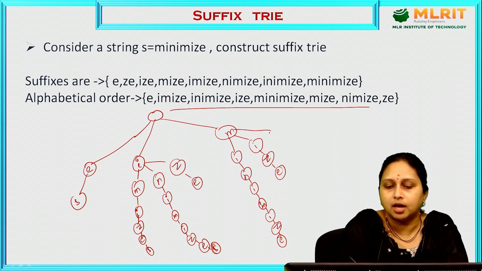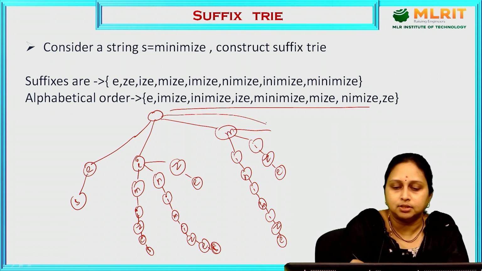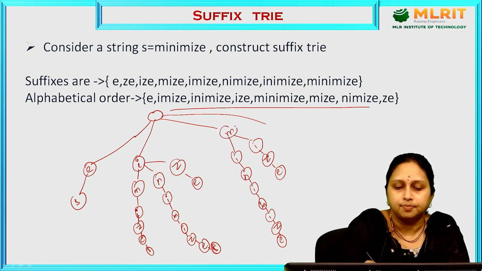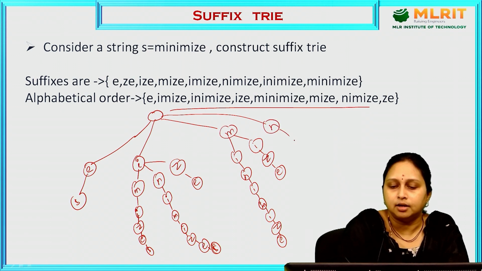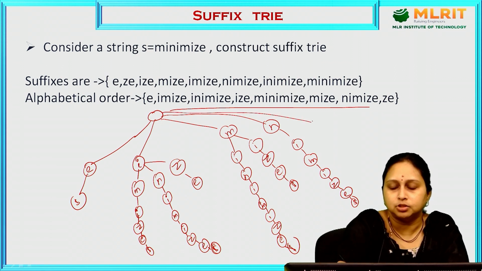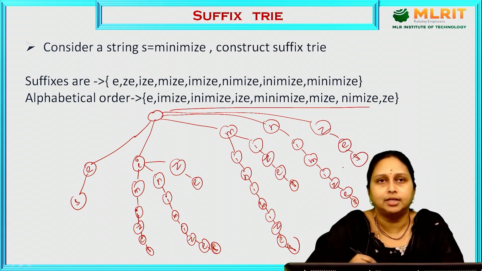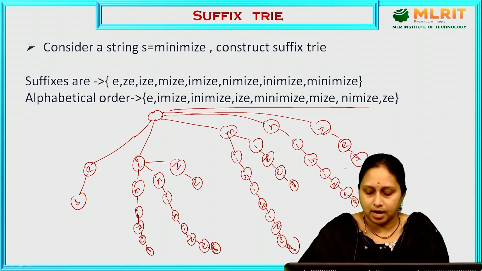And the last we have, it is starting with N. We need to represent them separately. It is starting with N, N, I, M, I, Z, E and end with the dollar. For everything we need to end with the dollar. And the last one which we have is ZE, and it should end with the dollar. Like this way we need to have the construction of the standard trie.